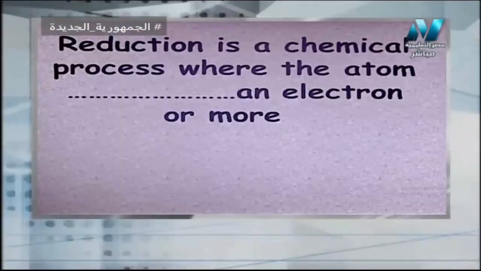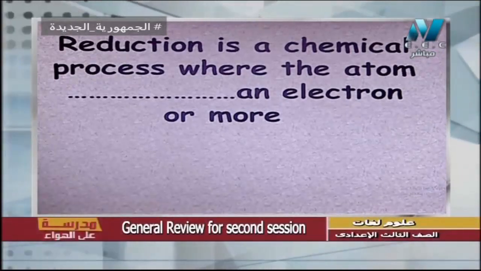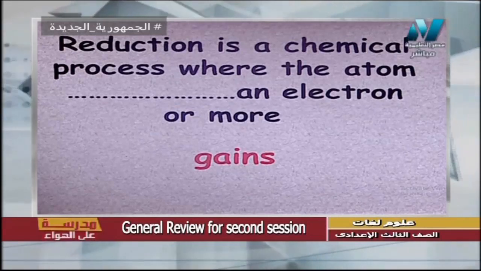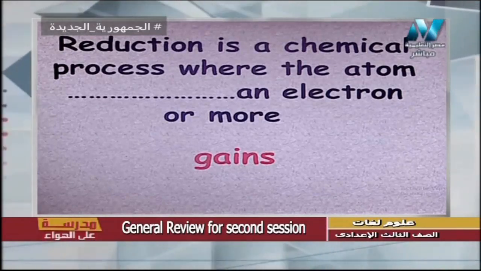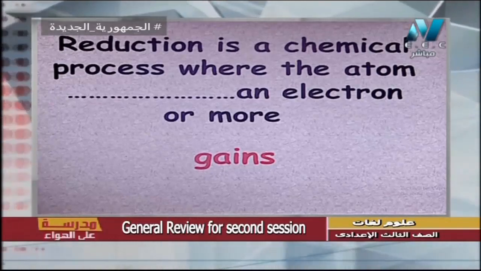Reduction is a chemical process where the atom gains an electron or more. In reduction, the atom either loses or gains electrons. Sure, it gains electrons. Reduction is a chemical process where the atom gains an electron or more.